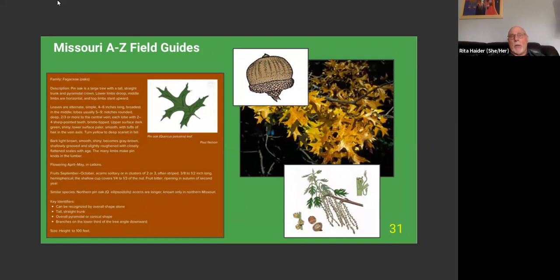If I click on pin oak on the website, it'll pull up a page giving me a more detailed description of the tree shape, what the bark looks like, etc. It'll give me an option to look at photographs. I show a few here, photographs and drawings showing the acorn, the autumn leaf color, flowers, etc.